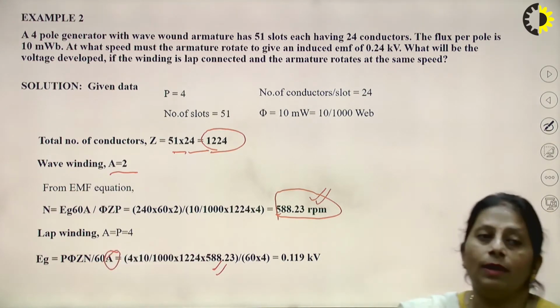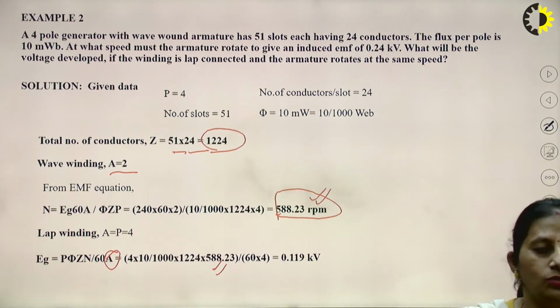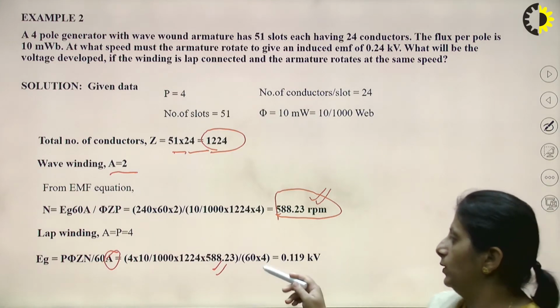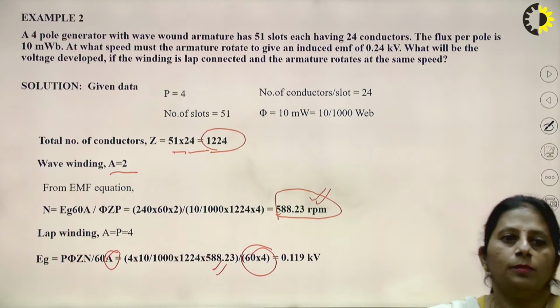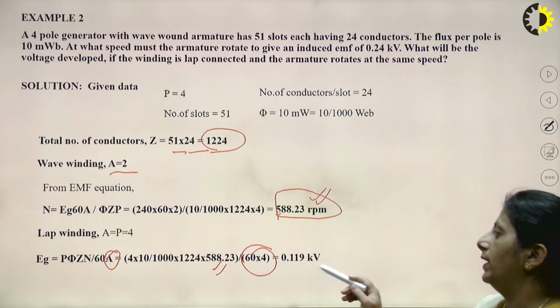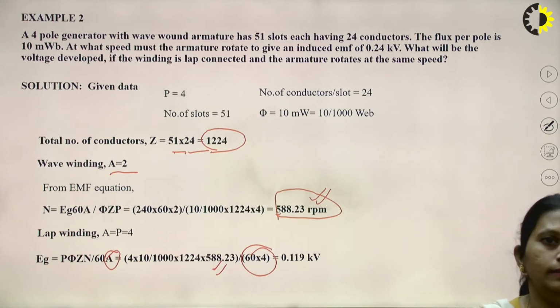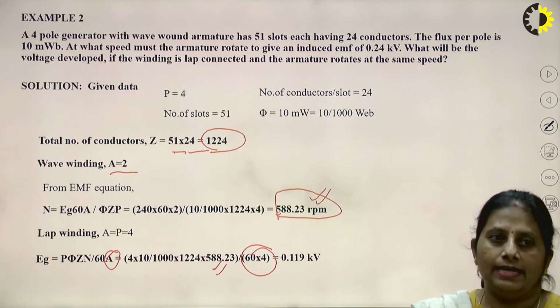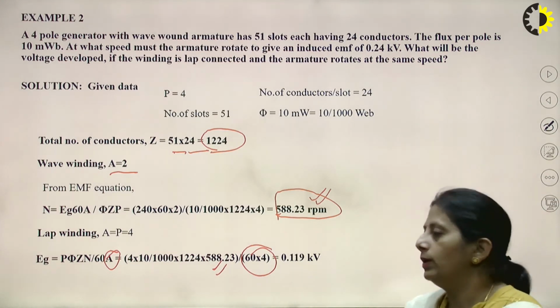In the case of lap winding, we know that the number of parallel paths is always equal to the number of poles, which is 4. So substituting 60 into A as 60 into 4, the EMF induced would be 0.119 or about 0.12 kV. Obviously, it will be half of what we got in the earlier case. It was 0.24, right? So in this case, as the denominator is now 4, it will be halved. So it is now 0.12 kV.